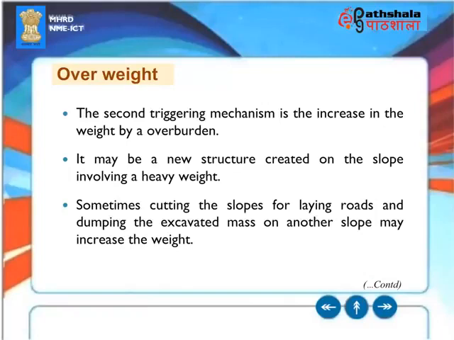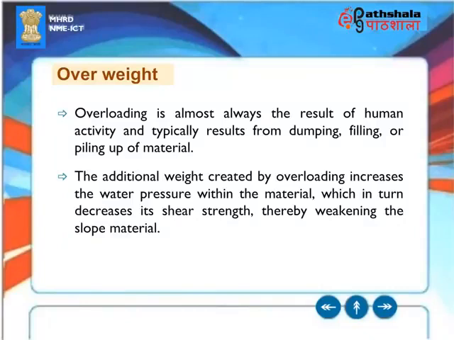Overweight. The second triggering mechanism is the increase in the weight by an overburden. It may be a new structure created on the slope involving a heavy weight. Sometimes, cutting the slopes for laying roads and dumping the excavated mass on another slope may increase the weight. Overloading is almost always the result of human activity and typically results from dumping, filling, or piling up of material. The additional weight created by overloading increases the water pressure within the material, which in turn decreases its shear strength, thereby weakening the slope material.